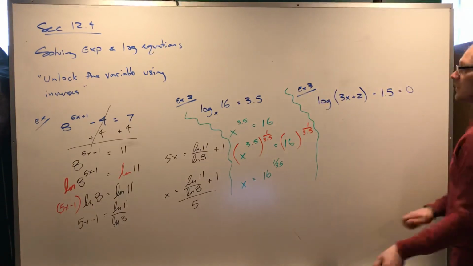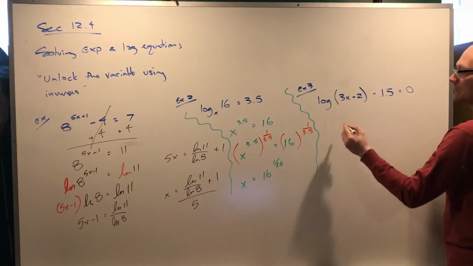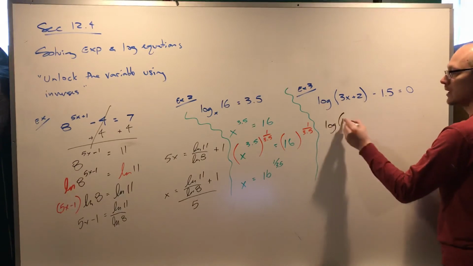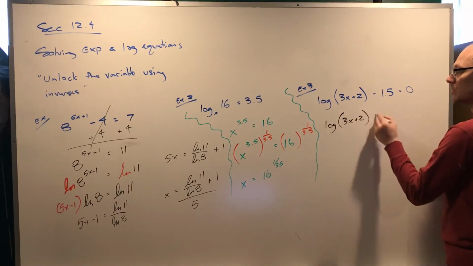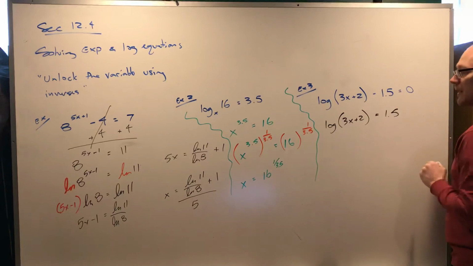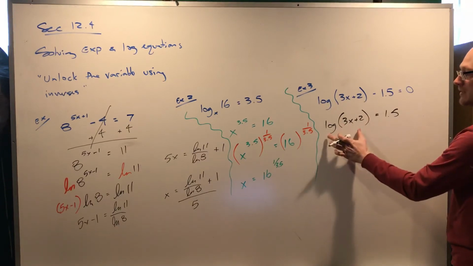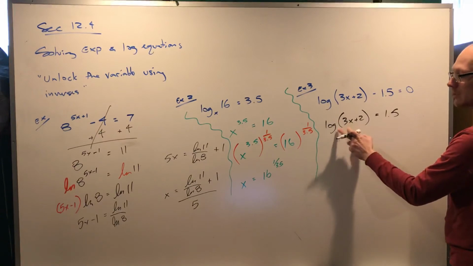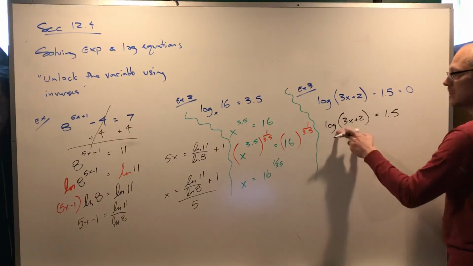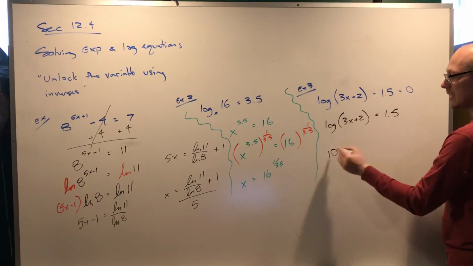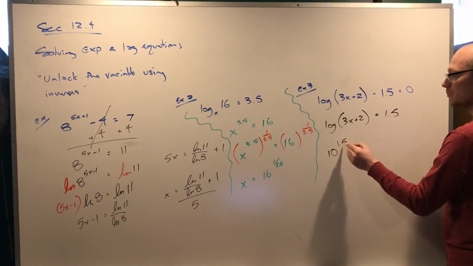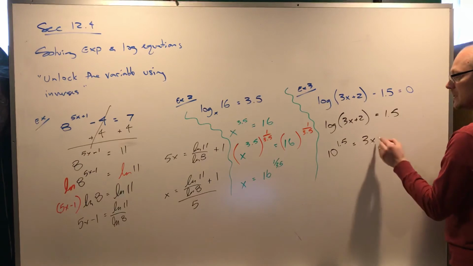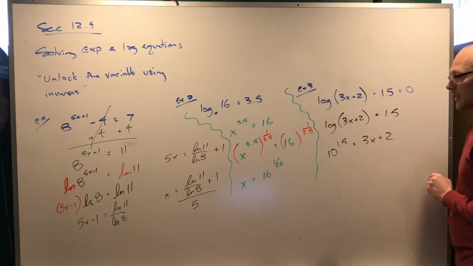Let's isolate the log by adding 1.5 to both sides. So I'm going to have log of 3x plus 2 equals 1.5. Now my log is isolated. I'm going to convert to exponential form. What is the base of a log when I cannot see the base? 10. So the exponential form is 10 raised to the 1.5 equals what I was logging.